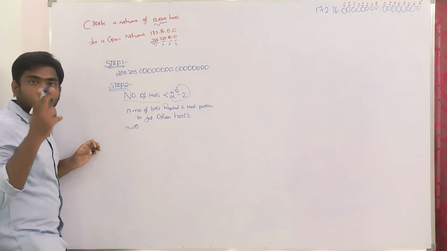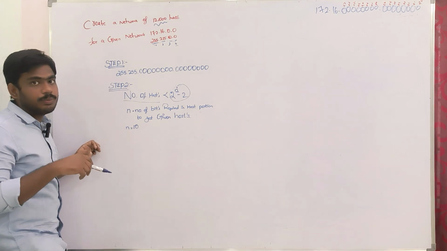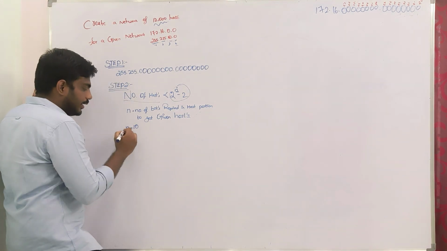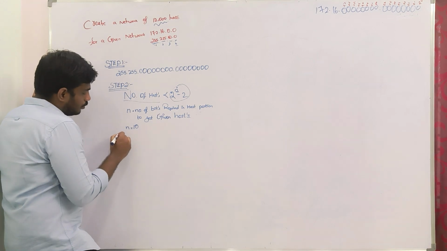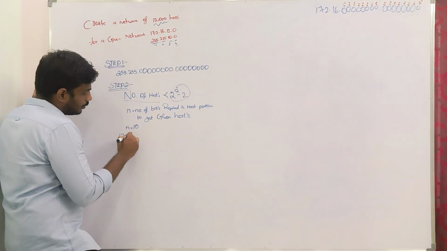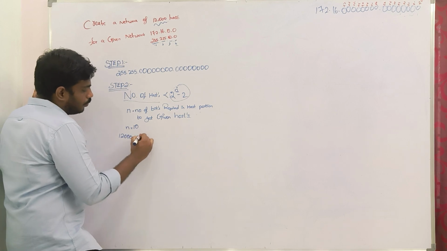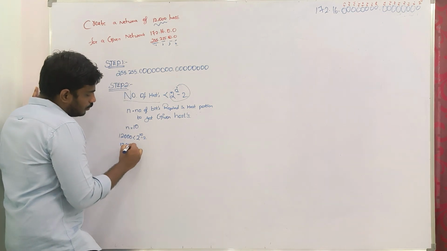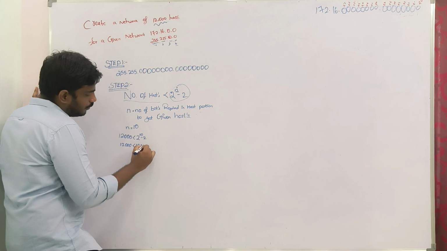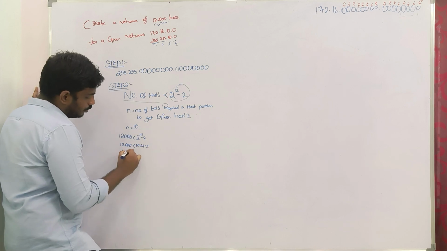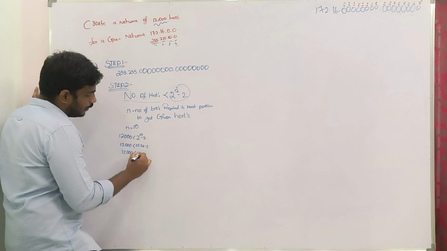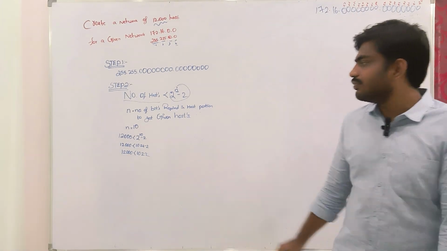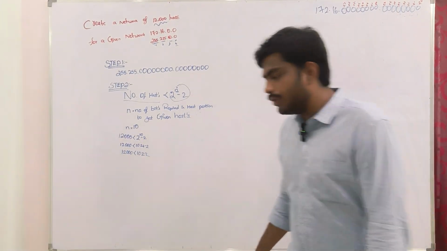Please, again I am saying, watch my previous videos so that this video will be helpful for you. Otherwise, you will suffer. Okay, I take n equal to 10. So is 12,000 lesser than 2 power 10 minus 2, which is 1024 minus 2, which is 1022? Is that true? No. 10 bits are not enough to satisfy 12,000 hosts.